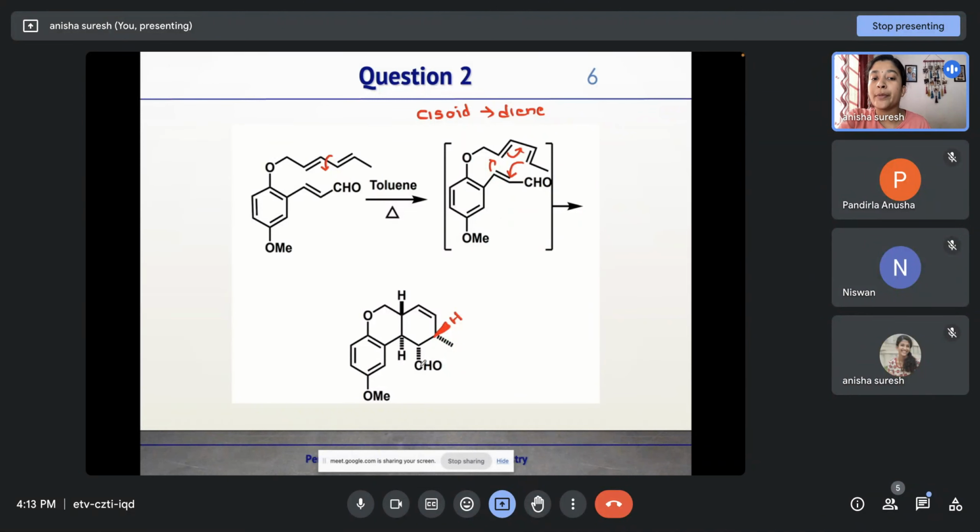This CHO will be below the plane, hence this hydrogen which is on the same side of the CHO will also be below the plane, and this hydrogen and this hydrogen will be above the plane, hence this methyl will be below the plane. So this is the answer for the question. This is the regiochemistry and the stereochemistry for the given reaction. Is this clear?